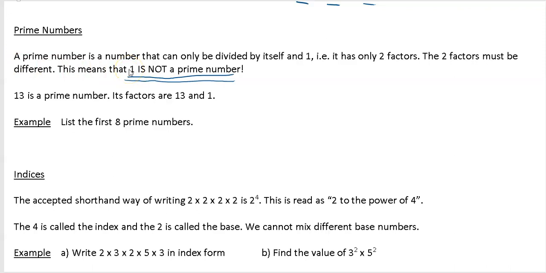So why that is, if you think about 1, the only way you can get 1 is 1 times 1, so it's got a factor 1, but they're not different. So that is not prime. Okay, so the first prime number is 2.